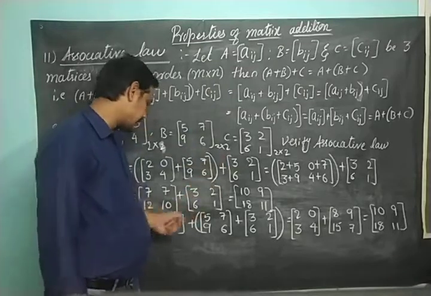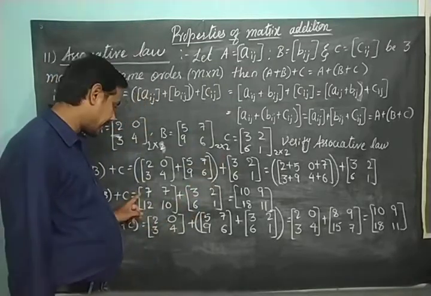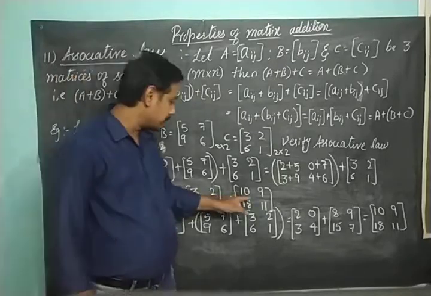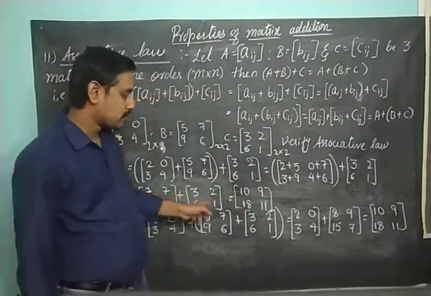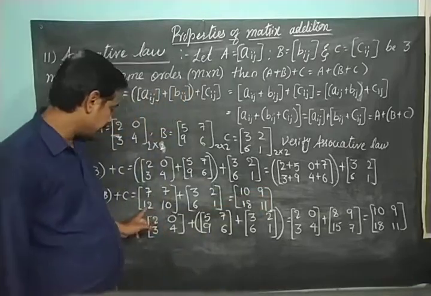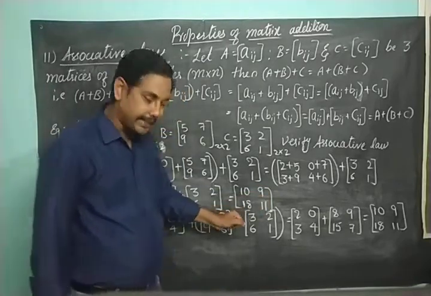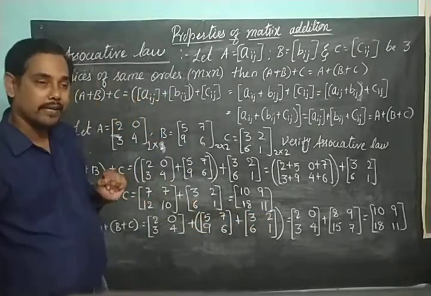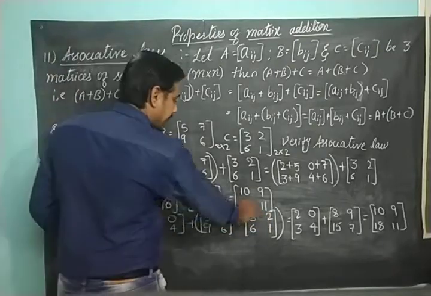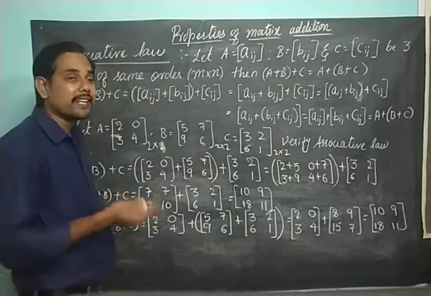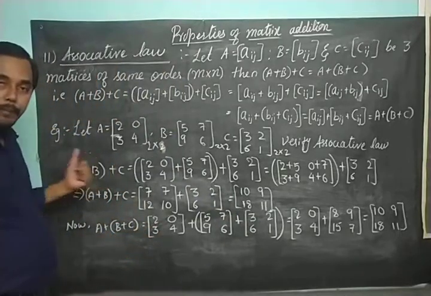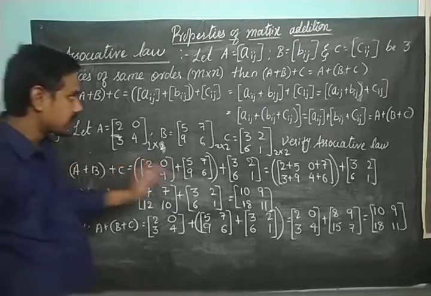And this matrix C stays as it is. Now I will do it directly. If I add two matrices, what will I get? 7 plus 3 is 10, 7 plus 2 is 9, 12 plus 6 is 18, 10 plus 1 is 11. So what is this matrix, 10, 9, 18, 11, that we got? It is nothing but (A + B) + C. So this is the LHS part.